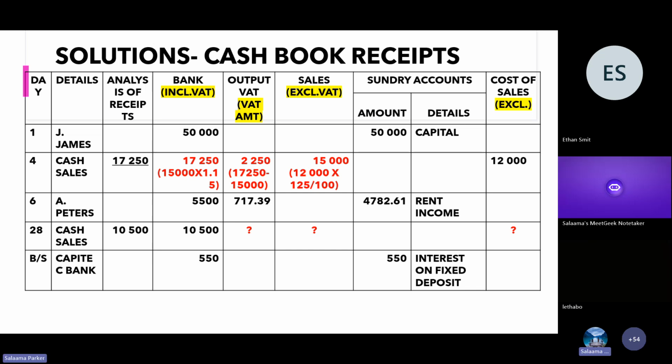So we will be using those calculations from Learning Unit 3. Let us see, are you ready to share your answers? If you have your answers for the VAT amount, the exclusive VAT, and the cost of sales, please share your answers on the chat.